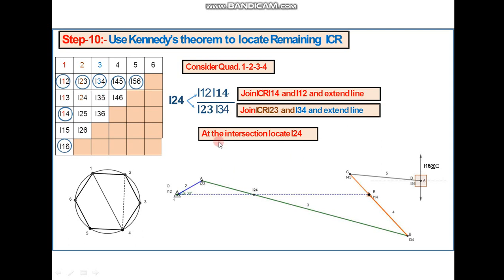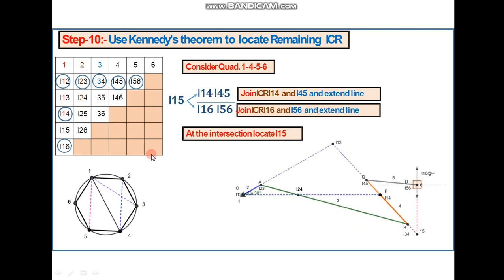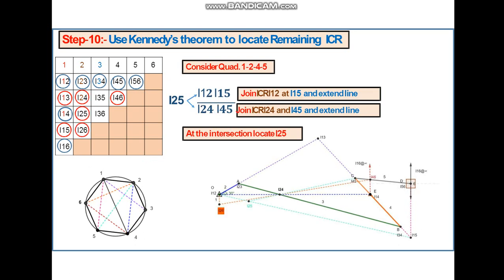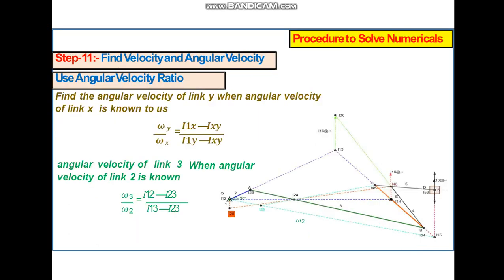I am not going to repeat for each ICR. I repeat here, 2 4 is unknown. So join 2 4. See the two triangles which are common to them, and just write down this equation. This equation gives you how I24 is obtained by intersection of these two lines. Draw those two lines. So one line is this, other line is this. The intersection is 2 4. Follow this procedure for all other ICRs like I13, I15, I46, I26, I25, I36. All ICRs are located. Next step is to find out velocities.